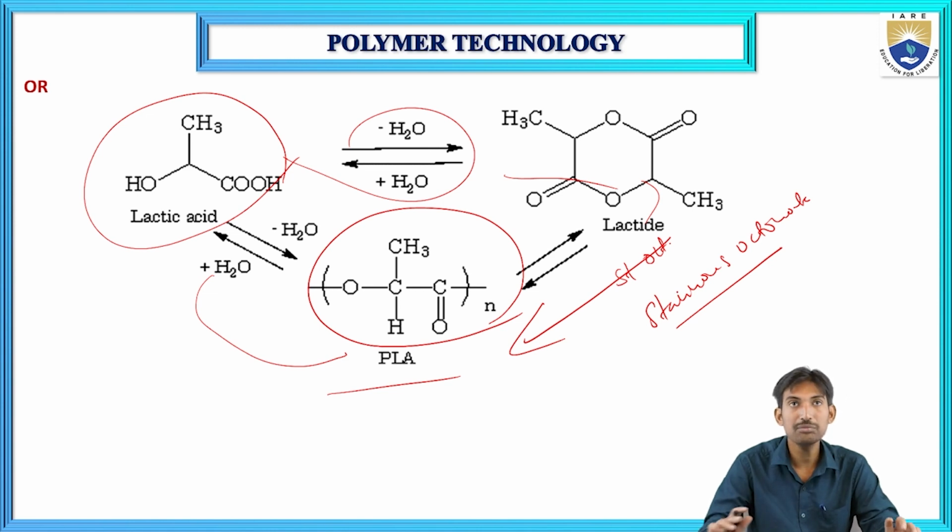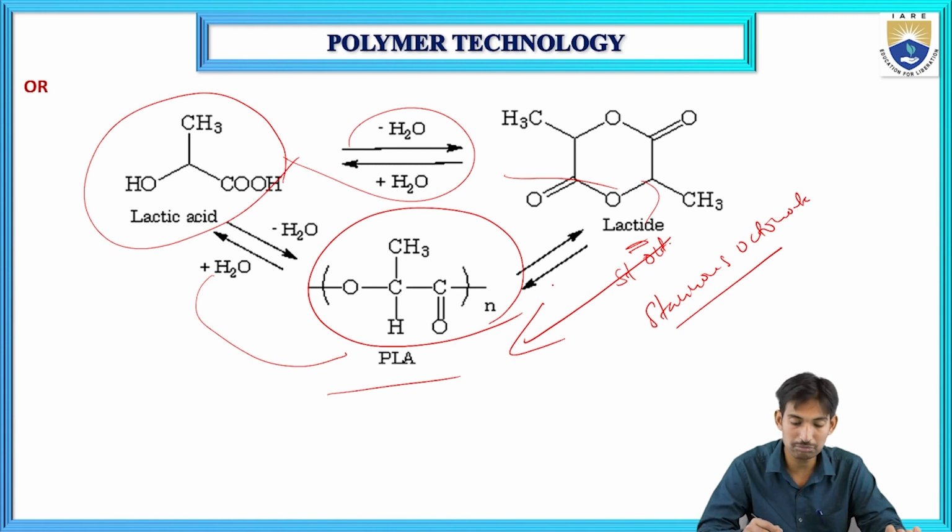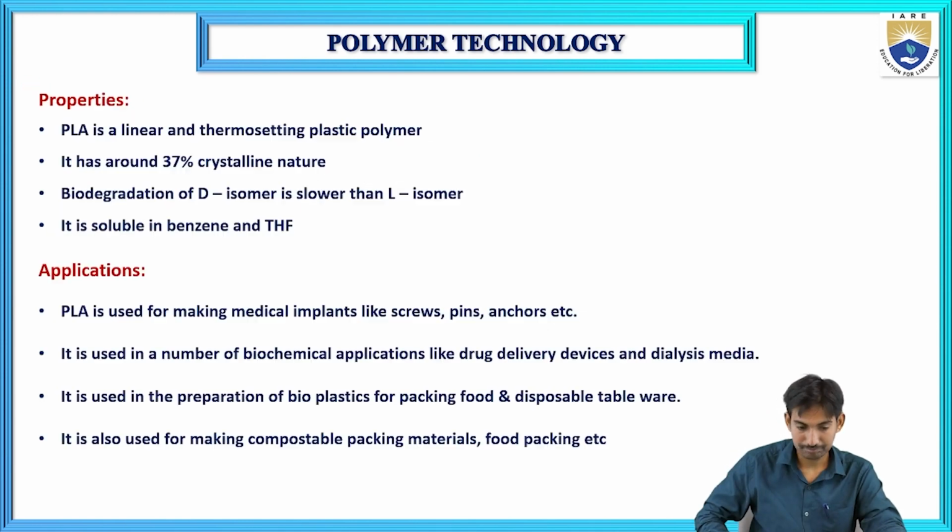In the first step, the lactic acid converts into the lactate. The lactate, in the presence of stannous octanoate, will form polylactic acid. This is the synthesis of the polylactic acid biodegradable polymer.